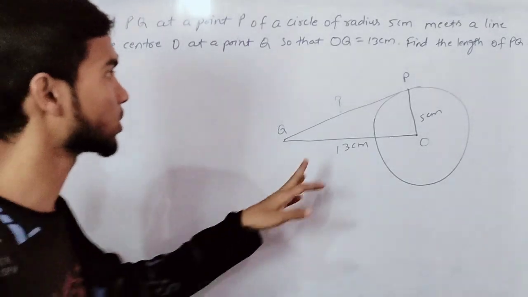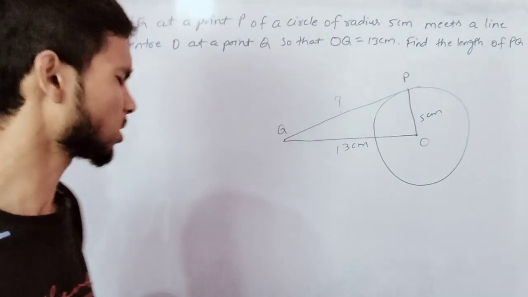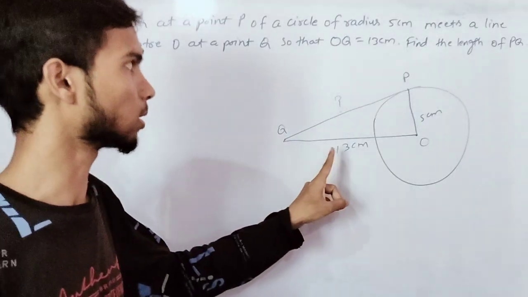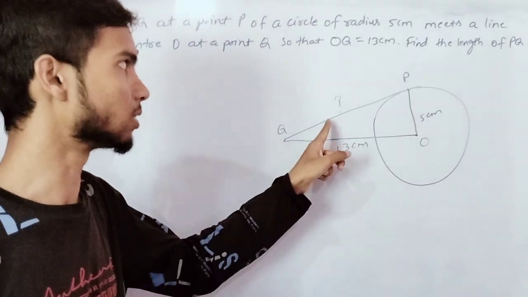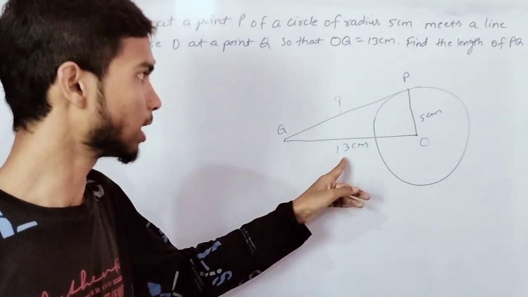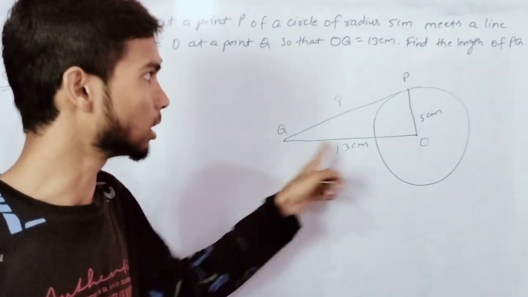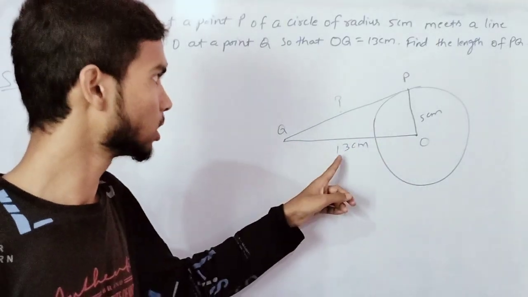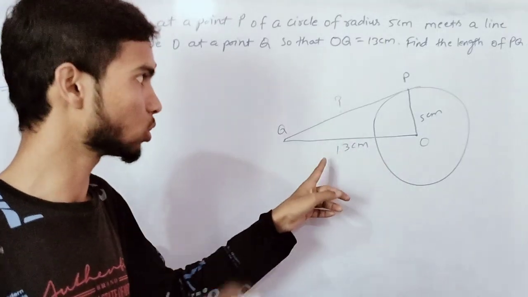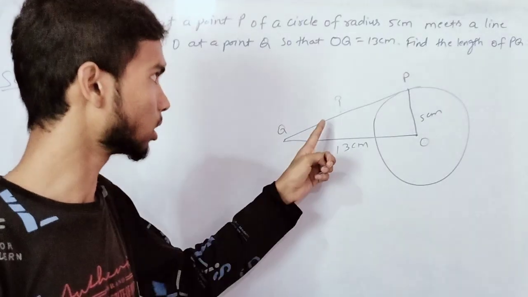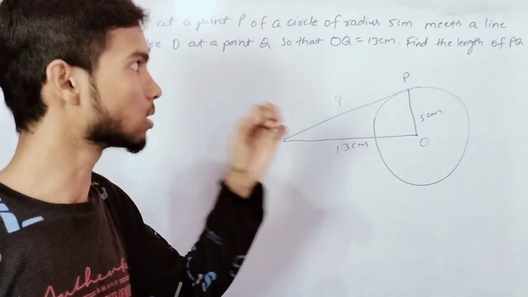Now, as we know, this is considered as the hypotenuse. It is bigger than this. That's why we will take this as the hypotenuse. Always take the line which is not a tangent and also not a radius. So this line you take as the hypotenuse. And this is perpendicular.